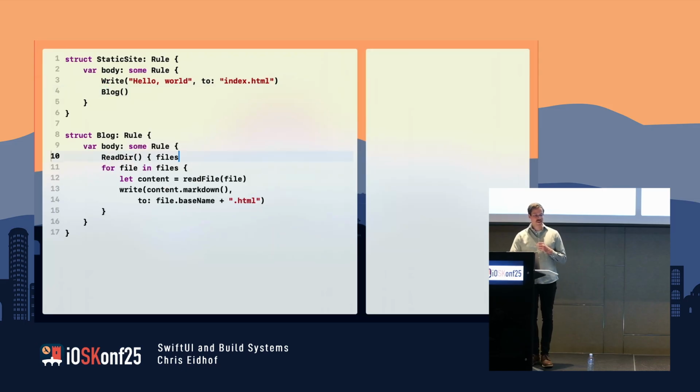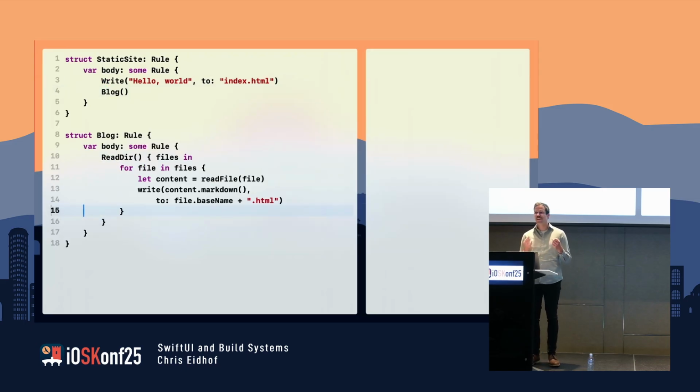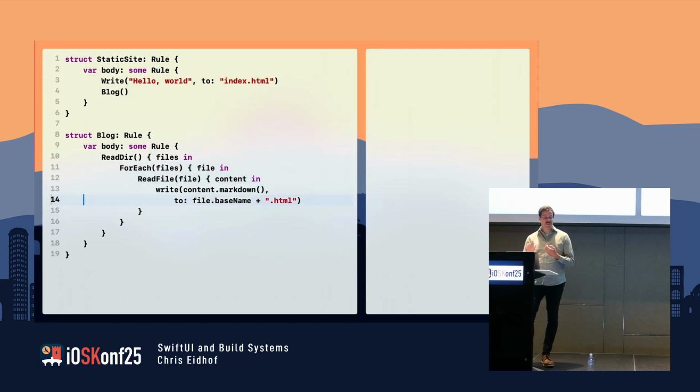We can capitalize readdir. And this is actually interesting. I don't know if it was too quick, but you could see that the readdir is now indented, right? The body of readdir. And that is actually the dependency right there. So now, every time files changes, we want to re-execute readdir and run the body of that. Same for the for loop. So we can take inspiration from SwiftUI and replace it with a for each. We can do the read file in the same way so that the write file now depends on that.